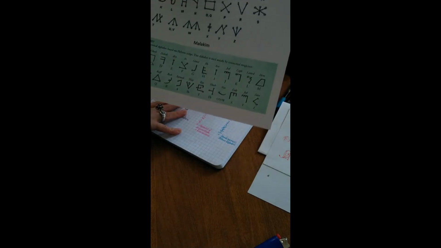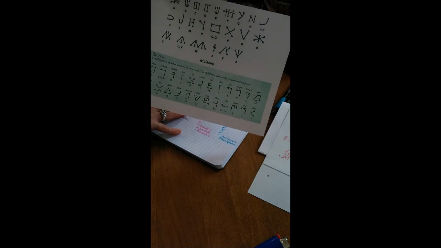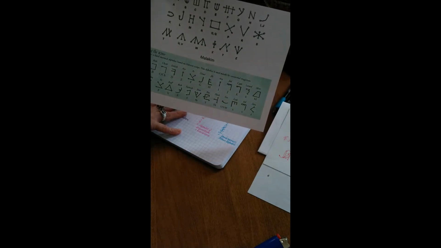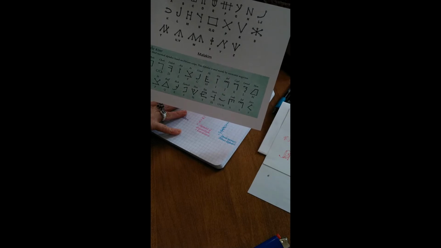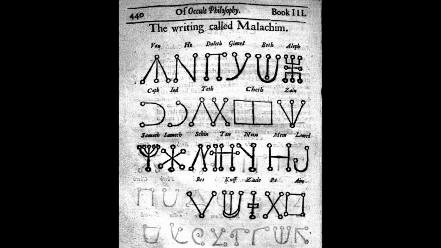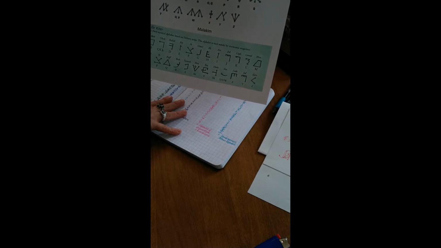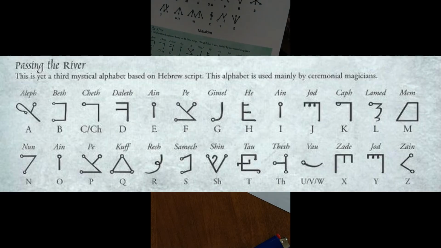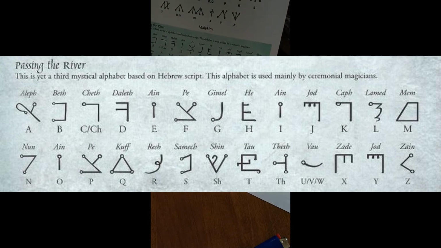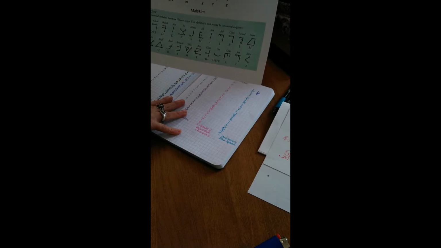Here's another example. The top one is called Malachim. It's also an angelic script, because Malachim means the angels. And this bottom one, which is also based on the Hebrew alphabet, is Passing the River. It's actually quite popular too. And again, you can make some really crazy and cool designs out of something like this. So let me just show you a few that I've done.